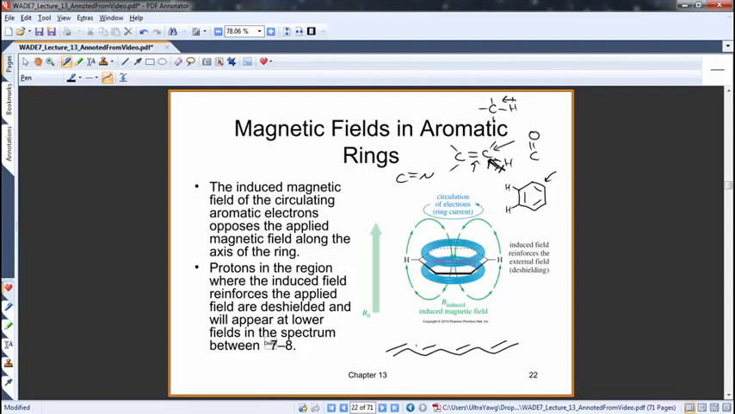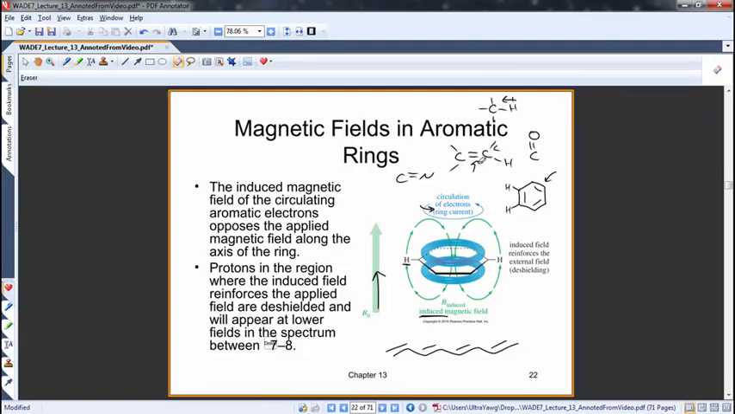Those guys will induce current, which, if it was a ring, we call ring current, which then will reinforce the magnetic field of B0. So it artificially increases B0, and so the effect is that H gets deshielded more than you would normally expect.